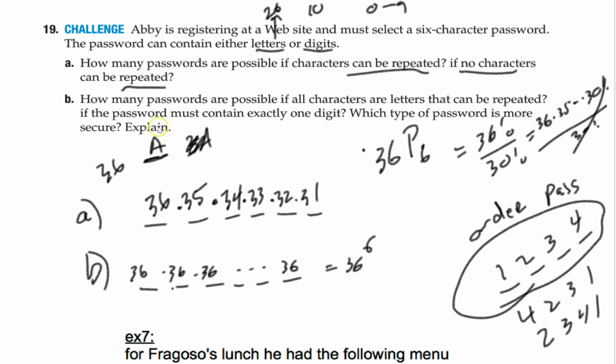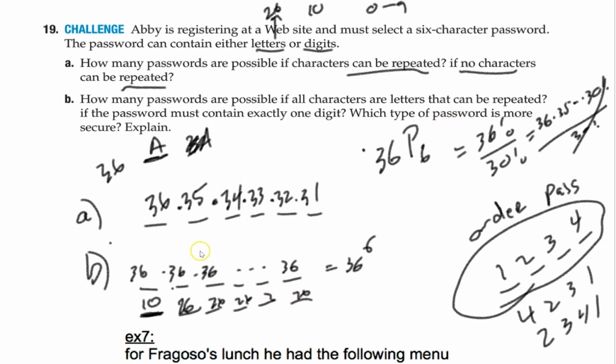And then look, they have another question. What if the password must contain exactly 1 digit? So I'm saying for one of them, you have to have a digit. So in that case, we only have 10 options. And actually, they say it must contain exactly 1 digit. So there's my 1 digit. The rest can't have a digit. So there's only 26 letters. So 26 times 26, 26, 26, and so on.